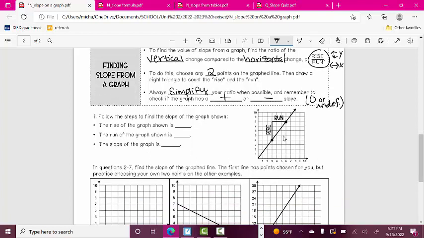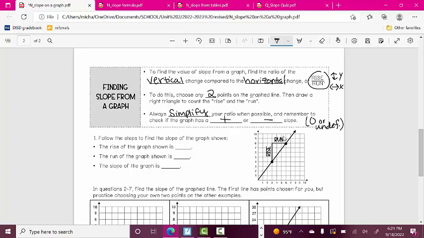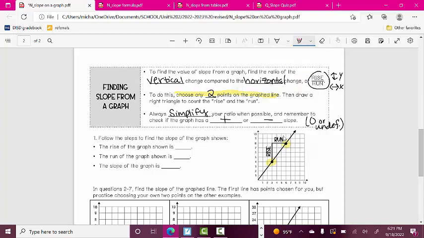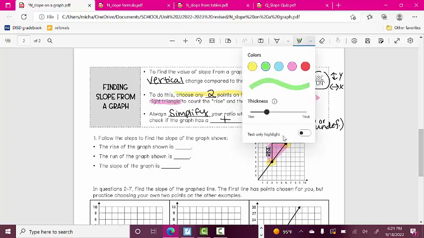So we'll look at this example that they have right here. They've already labeled the 2 points. So they've chosen the 2 points for us on the graphed line. They chose this point and this point. After that, they drew the right triangle between the 2 points. That's this line. They drew the rise, and then they outlined the run to make that right triangle that falls on the line.